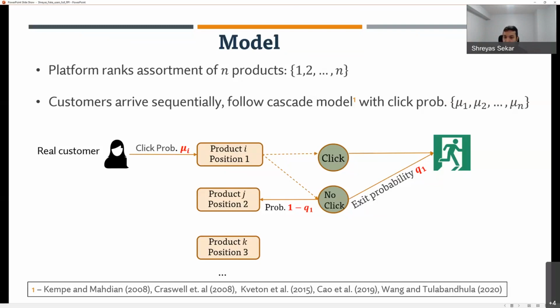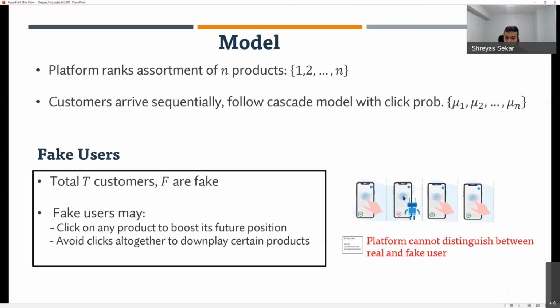Now, so far, I've described the behavior of the real customers. Let's go over to the fake users. I have a total of T customers, out of which F are fake. These fake users can be completely adversarial. So I'm going to use the language of adversarial machine learning to model these. Since my users arrive sequentially, I'm going to assume that these F fake users can arrive at any point in my horizon. They can arrive at the beginning, in the middle, or at the end, and so on. And the behavior of these fake users can be completely adversarial and sophisticated.